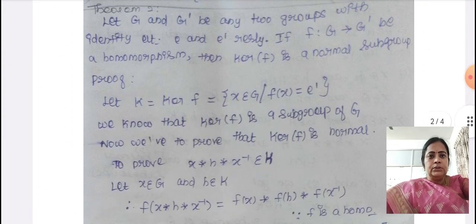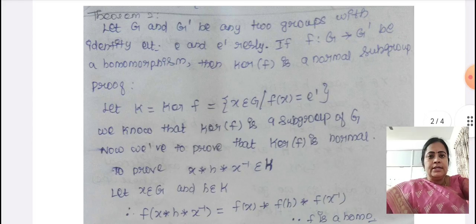Next, let us move on to theorem 2. The statement is: let G and G dash be any two groups with identity elements e and e dash respectively. If f from G to G dash is a homomorphism, then the kernel of f is a normal subgroup. Let us prove this. We already know the kernel K of f is given by x belongs to G such that f of x equals e dash. That is, we collect all the elements mapping to the identity and put them together in a group, which is called the kernel of f.